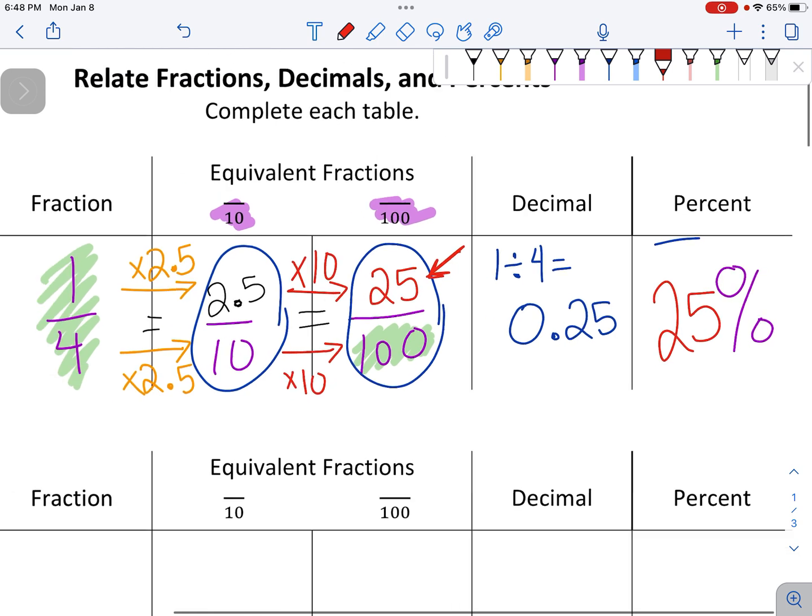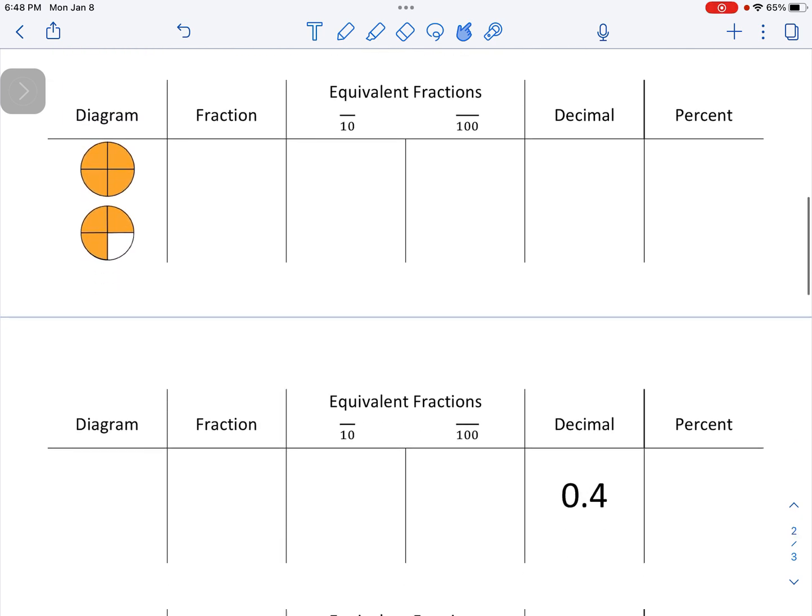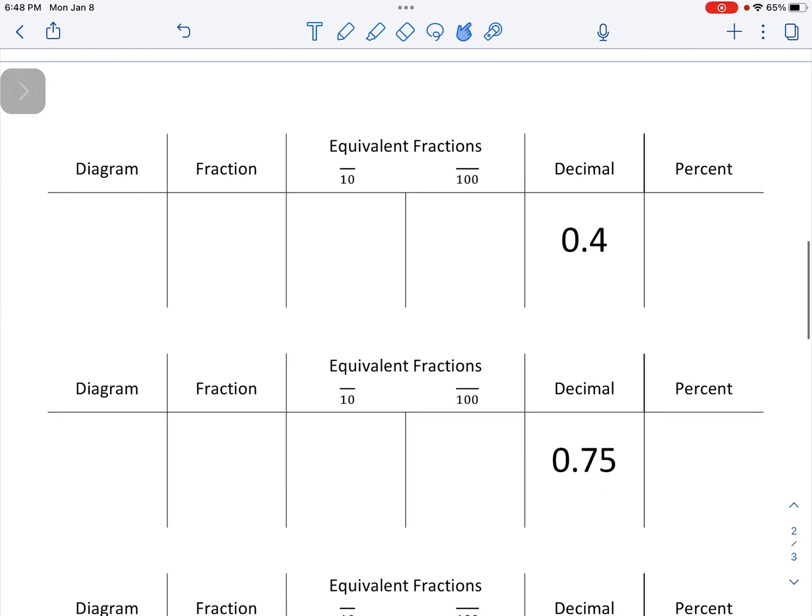All right, that's the first problem. The entire front page is done like that. But on the back page, I give you a decimal instead. And you're going to need to write it as a percent, as fractions over 10 and 100, as a simplified fraction, and as a diagram. So let's jump into this.